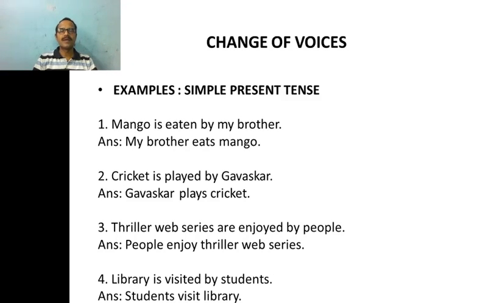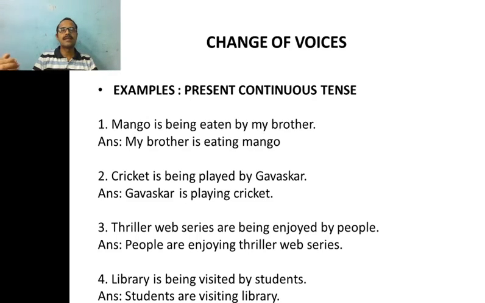And obviously thriller web series is our object. Right. So this is one example. I mean three examples. The fourth is the same. And if you go to the next tense, present continuous tense, look at the pattern of the sentence. Mango is being eaten by my brother. Cricket is being played by Gavaskar. Thriller web series are being enjoyed by people. Library is being visited by students. Right? The same sentences have been changed to present continuous tense.